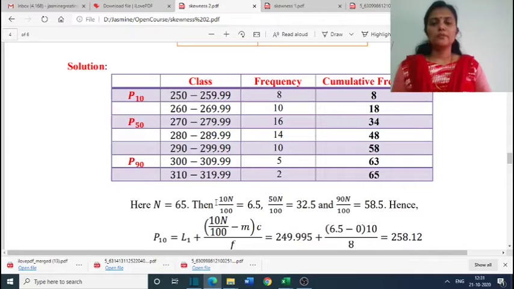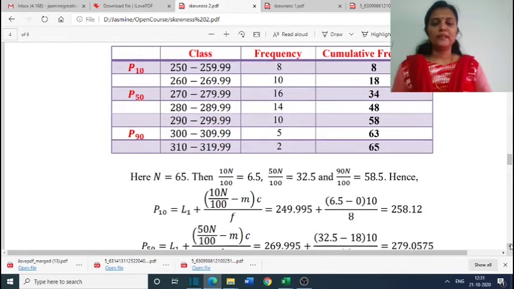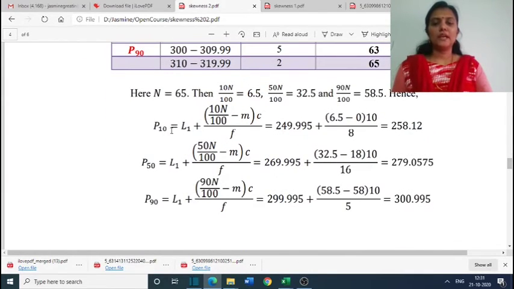So you have to find 10n by 100 or n by 10, which is equal to 6.5, which lies in the first class 250 to 259.99. So this is P10. Now you have to find 50n by 100, which is equal to 32.5, which lies in the third class. This is P50. Now you have to find 90n by 100, which is equal to 58.5, which is lying in the 309.99 class. Now you have to find the P10, P50 and P90.